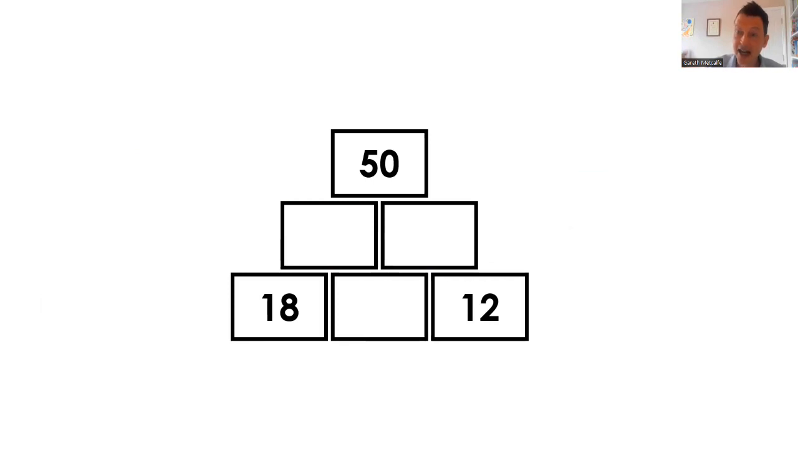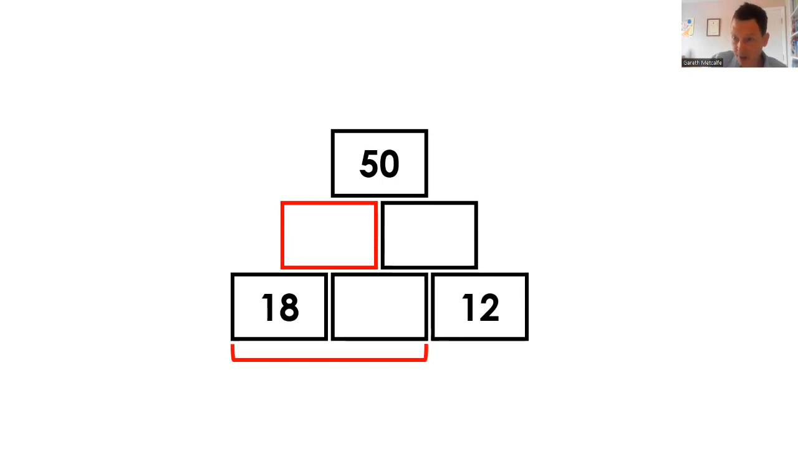I was looking at this question at an event last week, and we were thinking about how do we, first of all, get all children accessing this task? And then how do we really draw out the reasoning to take children beyond a trial and error method and get them developing a strategy?